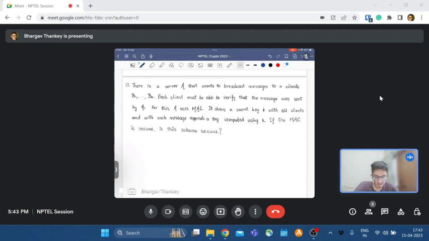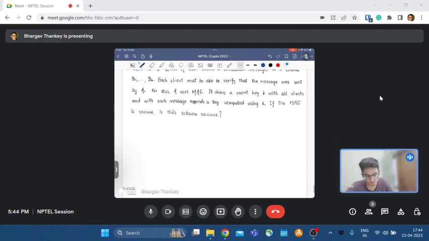So the first problem is about MAC. There is a server A that wants to broadcast messages to N clients, B1 to BN. Each client must be able to verify that the message was sent by A. For this, A uses MAC. What it does is the following. It shares the secret key K with all clients, and with every message, it appends a tag computed using K. The question is, if the MAC is secure, is the scheme secure? Okay, so this scheme is not secure.